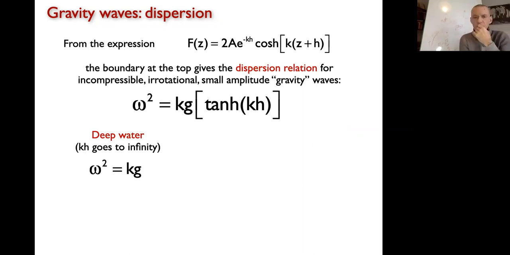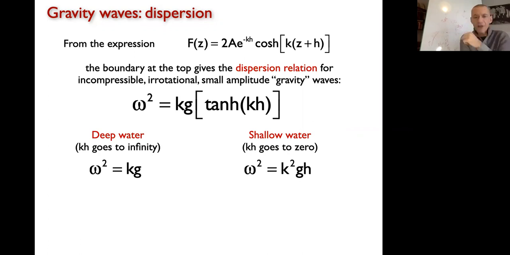And if KH is going to infinity here, well, the hyperbolic tangent is going to 1. And this is becoming the relation for deep water waves. On the other side, if the wavelength is much larger than H, and H could be Mariana's Trench, but your wavelength is 100 kilometers, this is going to 0. And so this is going to KH. And here you're facing this.